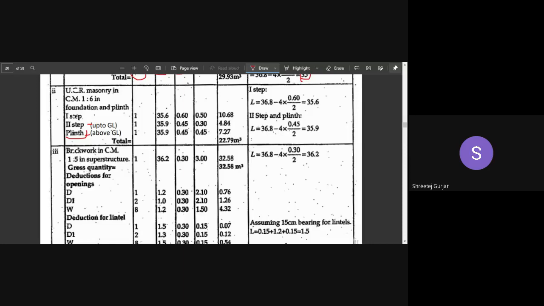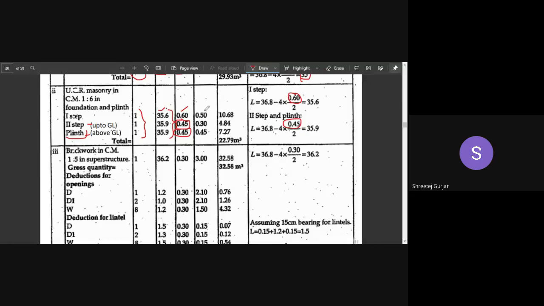All of these are one in number because we are calculating using the center line method. Calculating your length using the same formula, the widths are different. The width of your first step is 0.6, so we substitute 0.6 over here. The width of your second step is 0.45, so we substitute 0.45. And the width of your third step is also 0.45. Substituting, you get your lengths using this formula.